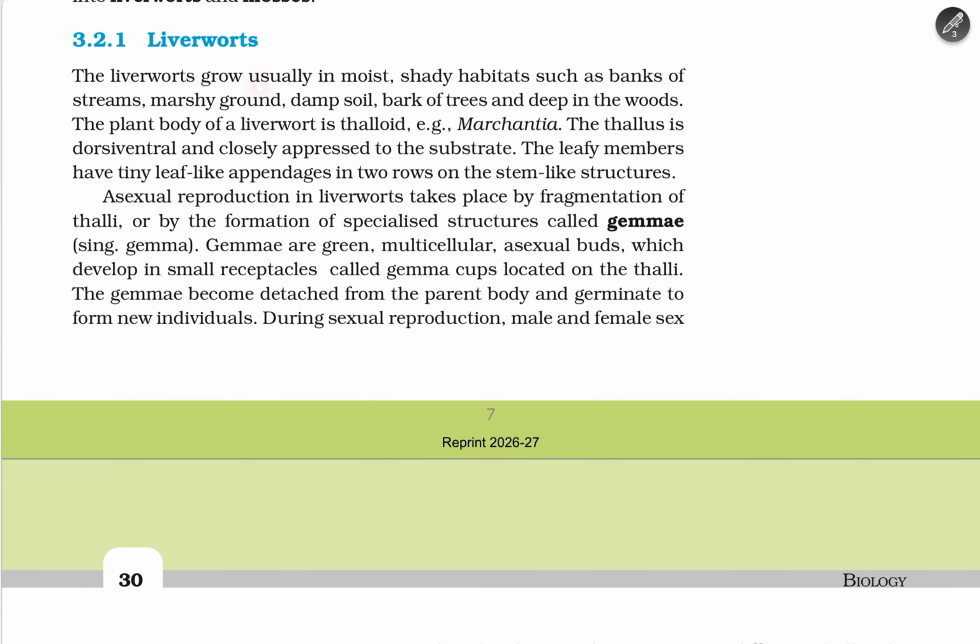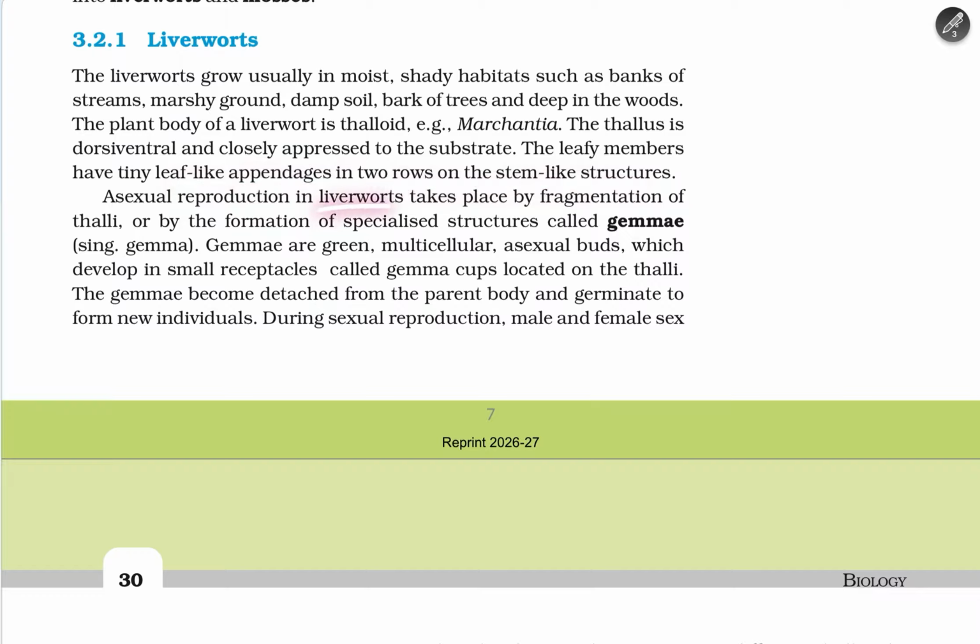Liverworts. Liverworts usually grow in moist, shady habitats such as banks of streams, marshy grounds, damp soils, barks of trees, deep in the woods. The plant body in liverworts is thalloid, that is Marchantia. The thallus is dorsiventral, closely appressed to the substrate. The leafy members have tiny leaf-like appendages in two rows on a stem-like structure.